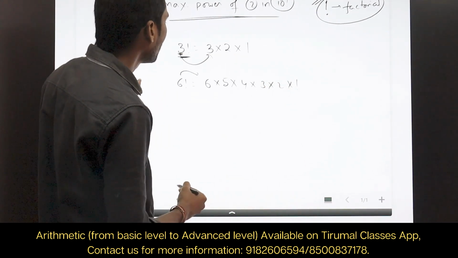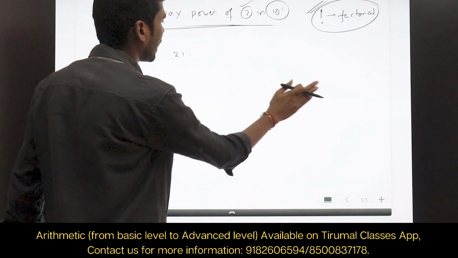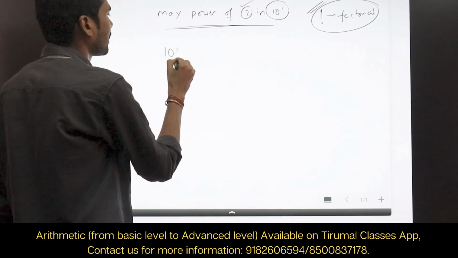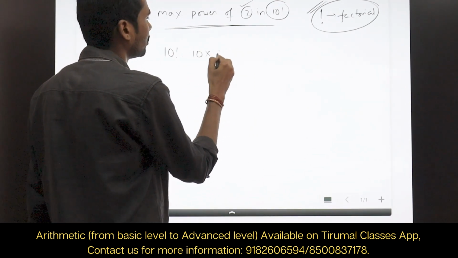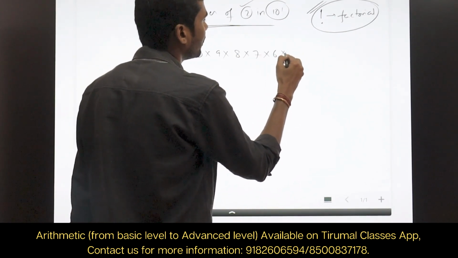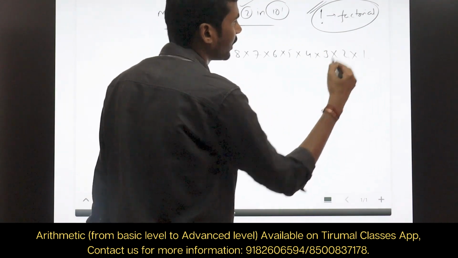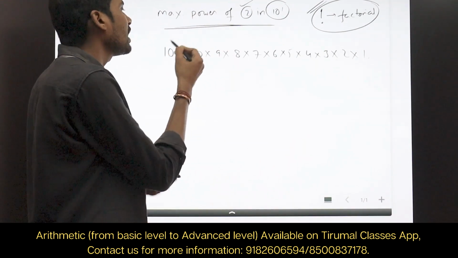Likewise, when we are given a factorial term like 10 factorial, how many times are we using the number 2? Suppose I write it as 10 into 9 into 8 into 7 into 6 into 5 into 4 into 3 into 2 into 1. So this is the number. How many times are we using the number 2?